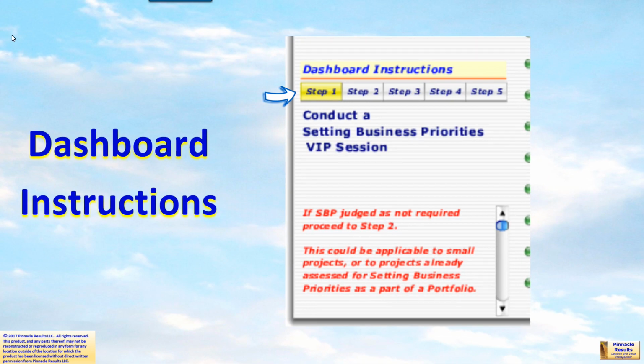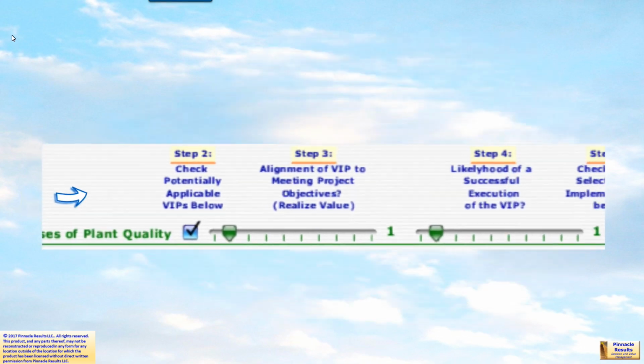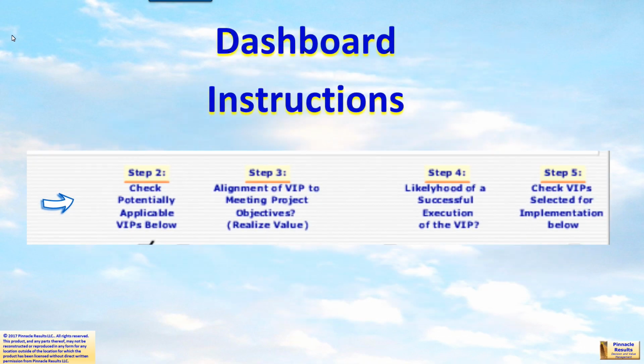Instructions are listed in the bottom left, the steps 1 through 5. Step 1 being to conduct a setting business priorities session that we have already addressed prior to embarking upon selection of VIPs. These steps are also listed across the top of the checkboxes and sliders on the dashboard.